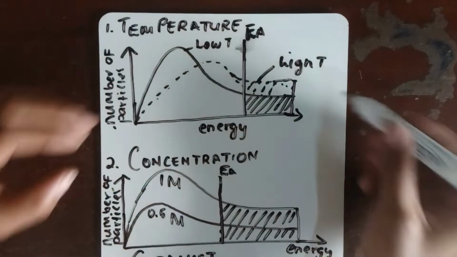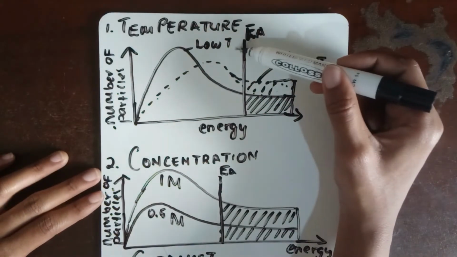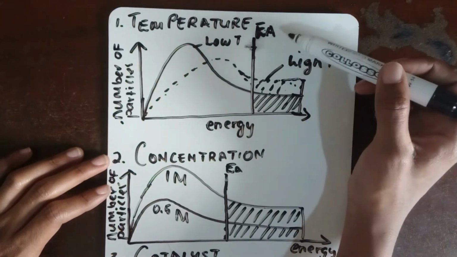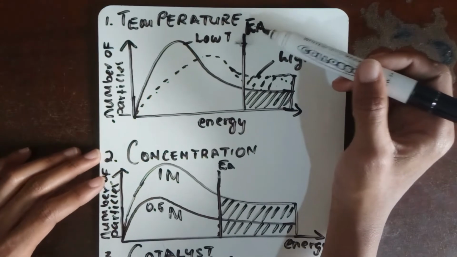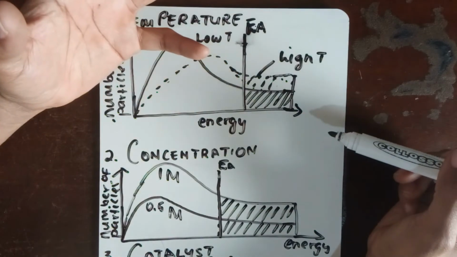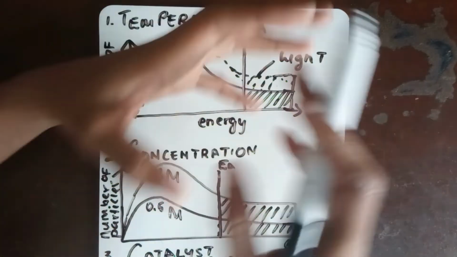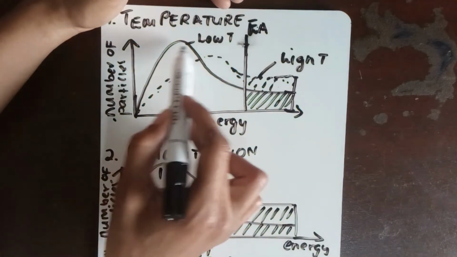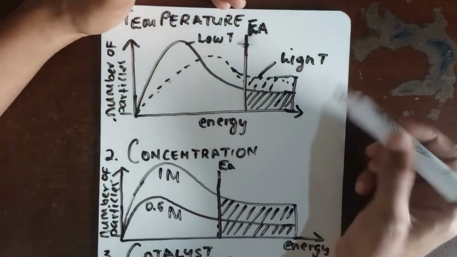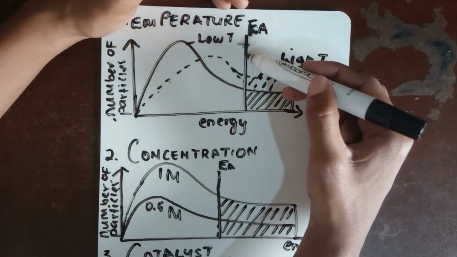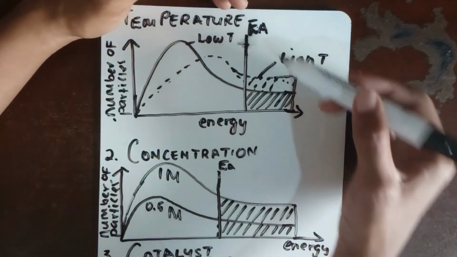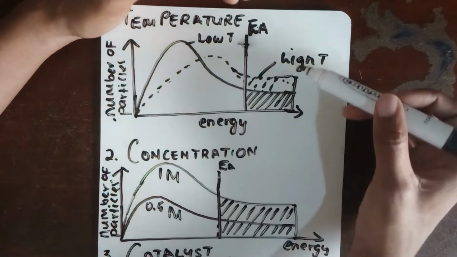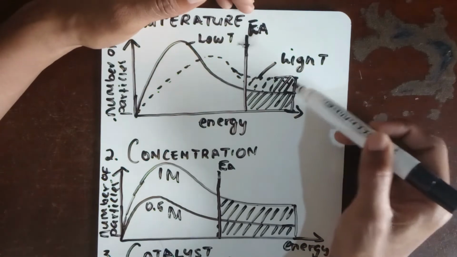So if more particles are colliding, it means that more particles have sufficient kinetic energy to overcome our activation energy, and as a result we have more effective collisions, and as a result again the reaction rate is increased. I hope that is making sense. At low temperature, we have fewer particles with enough energy to overcome this activation energy. There are fewer collisions, right? As we increase the temperature, now we have more particles.